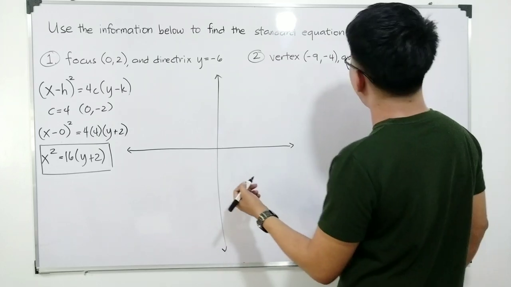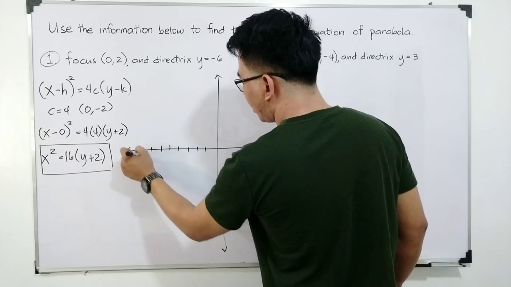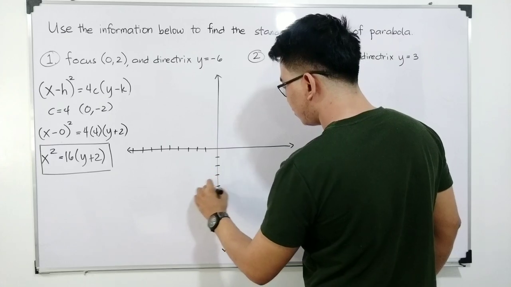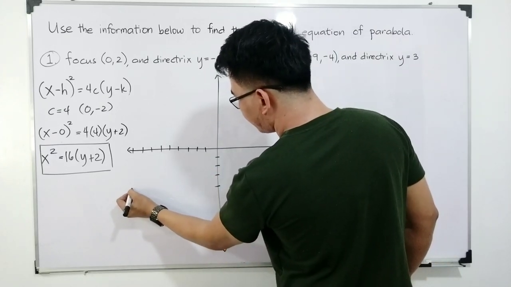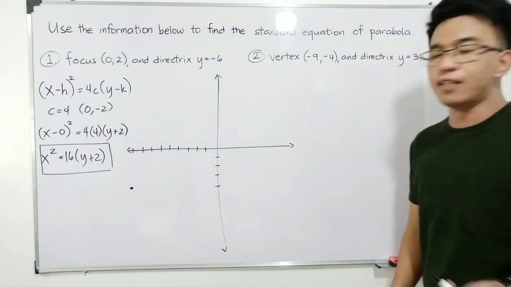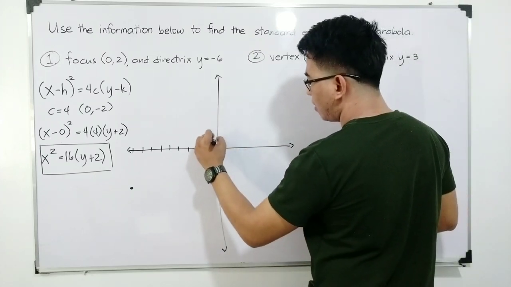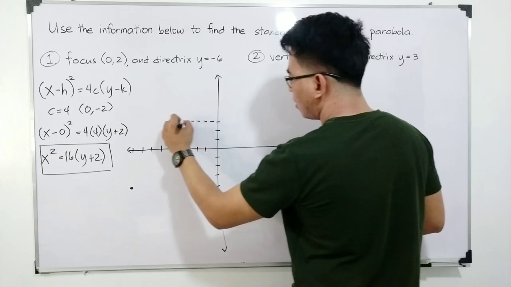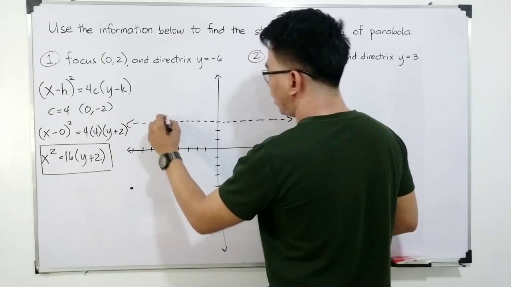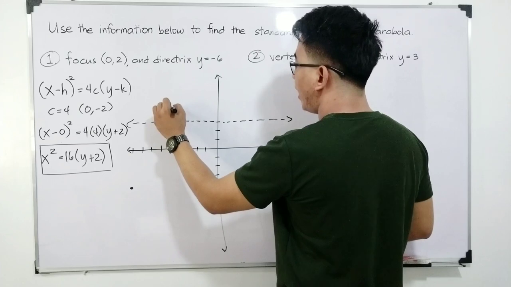So, yung ating vertex ay nandito. 1, 2, 3, 4, 5, 6, 7, 8, 9. And then negative 4 sa baba. Yung location niya yun dito. Okay? Tapos, yung ating directrix is located at, ang kanyang equation ay y is equal to 3. So, dito yun siya. Okay? Ito yung equation ng ating directrix y is equal to 3.